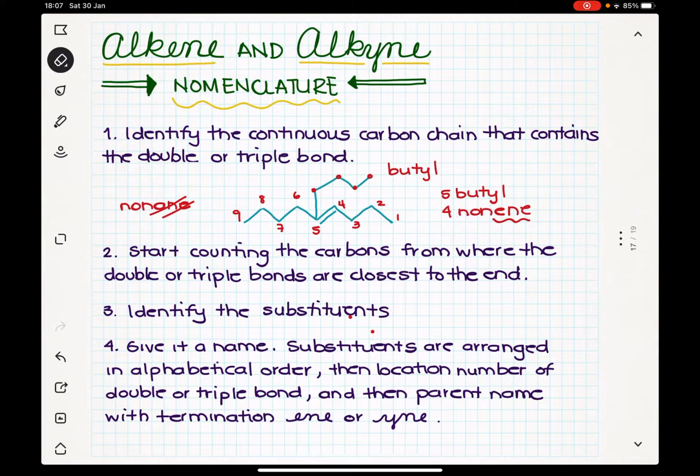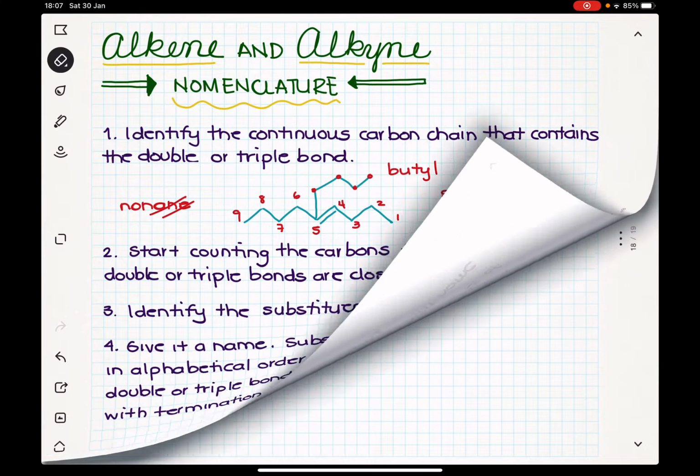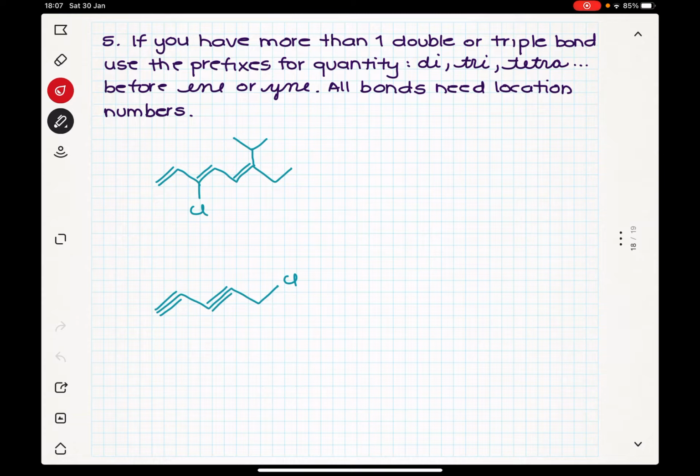So that is the way that we're going to be naming alkenes or alkynes. It's exactly the same rules for alkynes. Let's see some extra rules for when we have some other cases. Number 5, if you have more than one double or triple bond, use the prefixes for quantity: di, tri, tetra. So this would be for 2, this would be for 3, this would be for 4, etc. These go before the "-ene" or the "-yne". All bonds need location numbers. So we have two examples here.